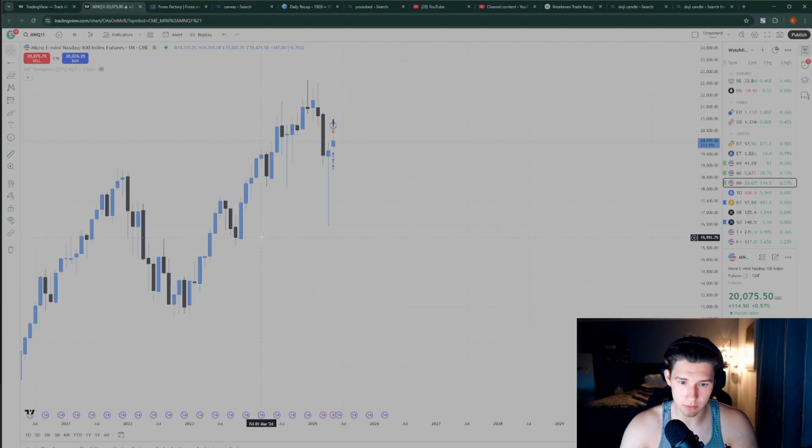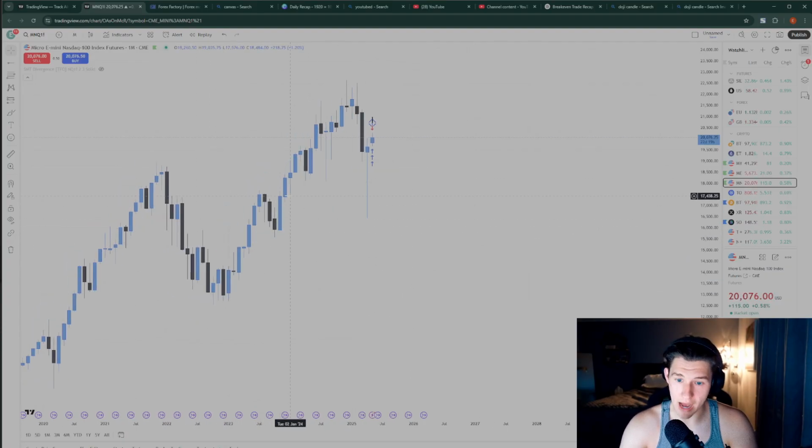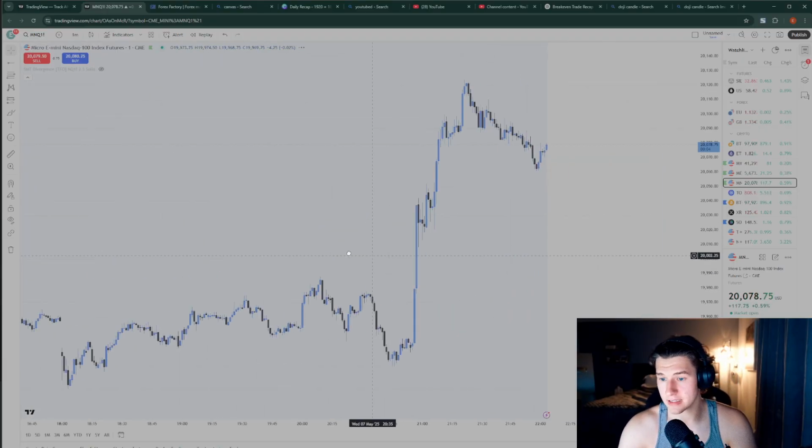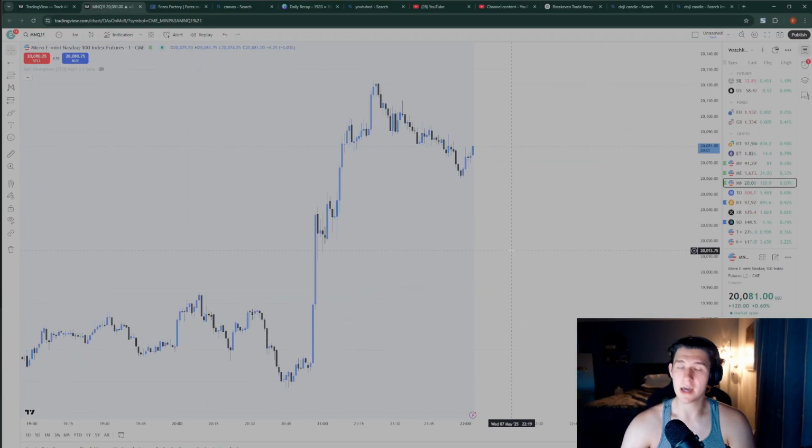You have fair value gaps. You have fair value gaps here. You have bullish engulfing candles. You have bearish engulfing candles. These are all things you will consistently see in every single time frame. Does that mean you should be executing your trades in this time frame? No. It depends on your trading plan, what you're looking for, and what you want to do.